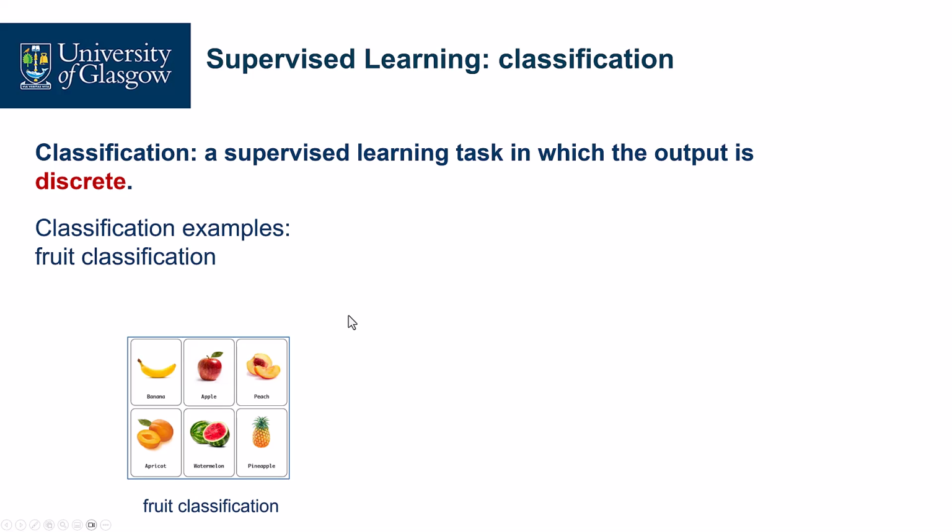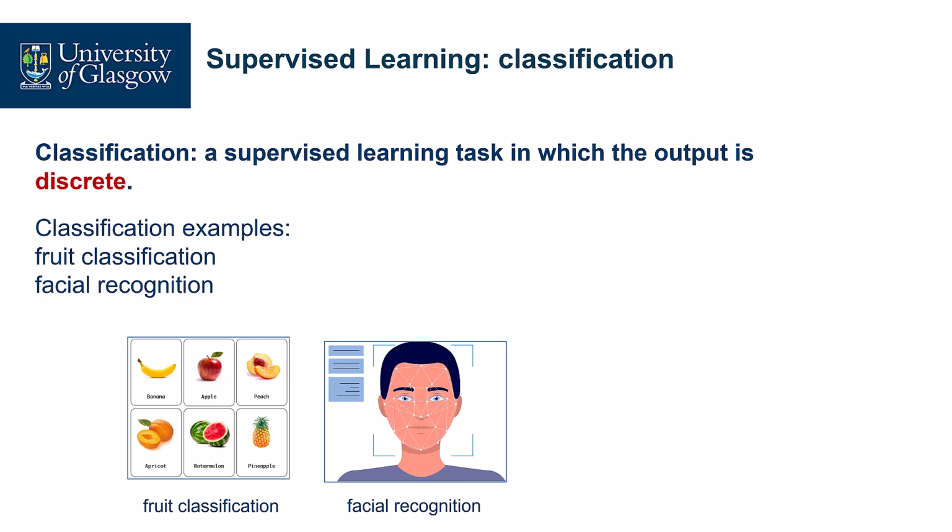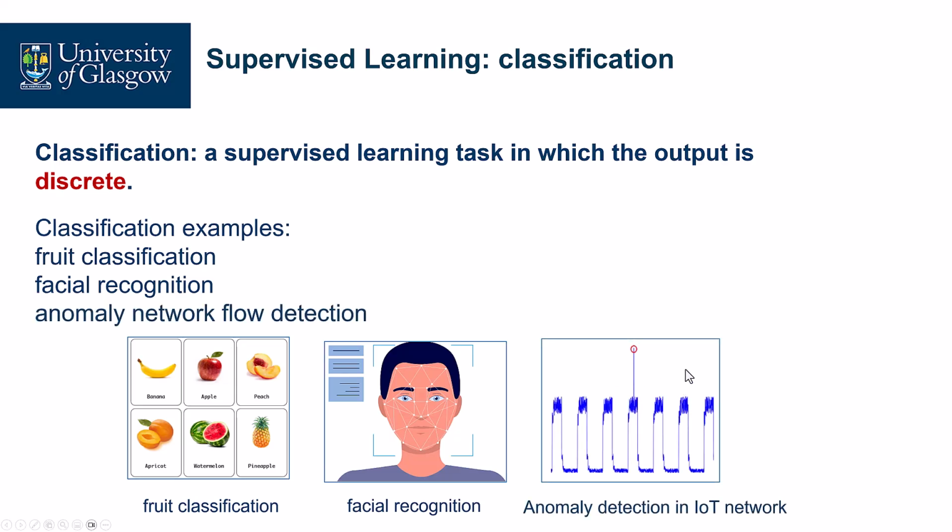And the second is facial recognition. I think this is more widely used in society. So who this person is according to an image, right? The facial recognition. And also, for example, anomaly network flow detection. In all of them, the output is categorical data, so we call them classification.